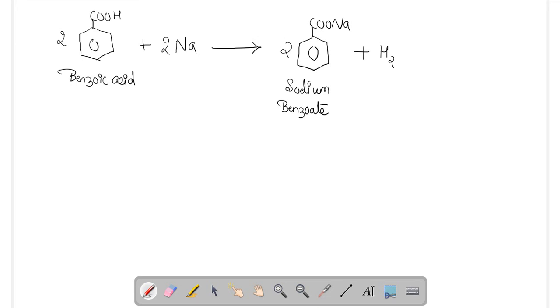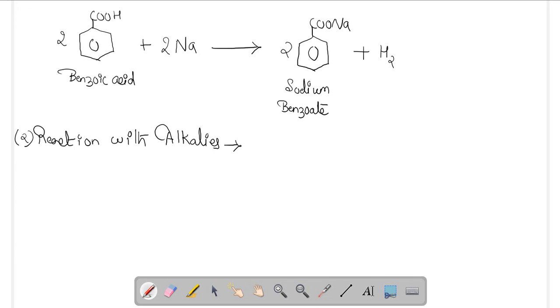Next is the reaction number 2, that is reaction of carboxylic acid with alkalis. Reaction of carboxylic acid with alkalis. Okay, so here carboxylic acid neutralizes alkalis to form salt and water.